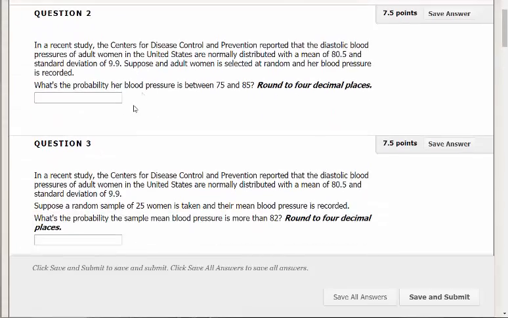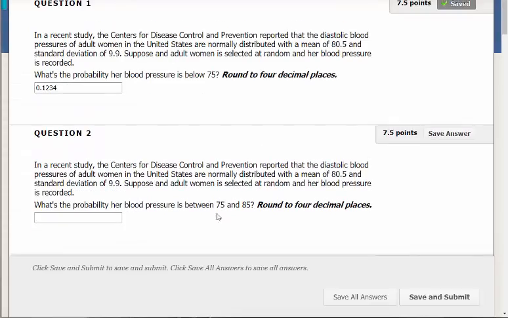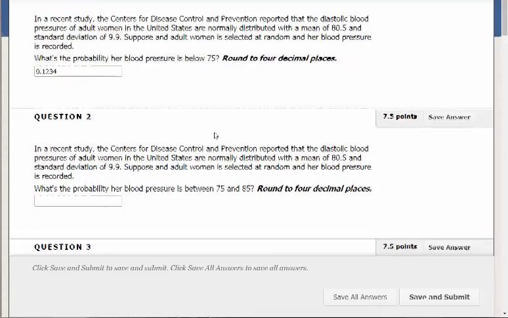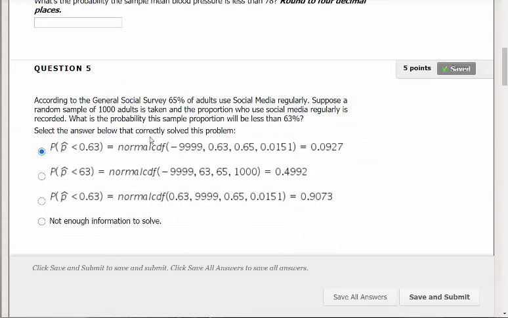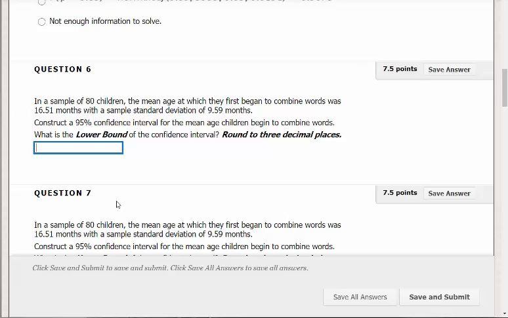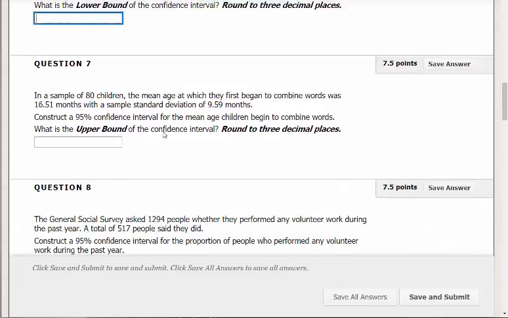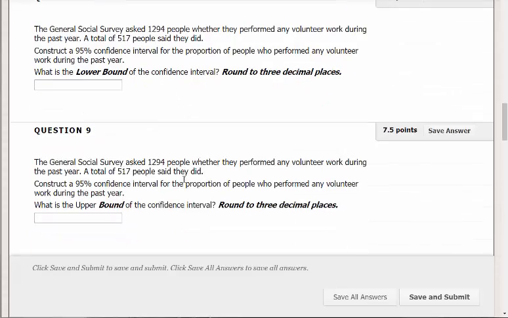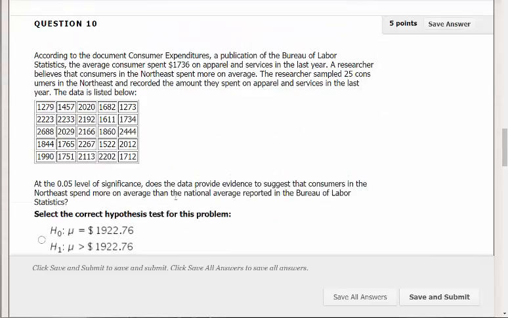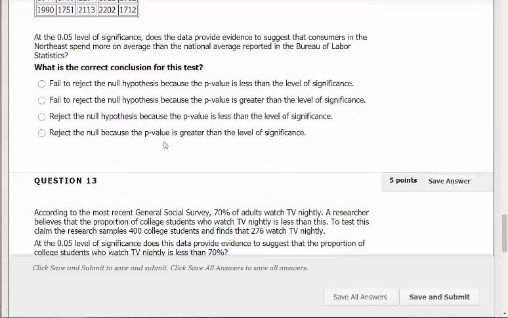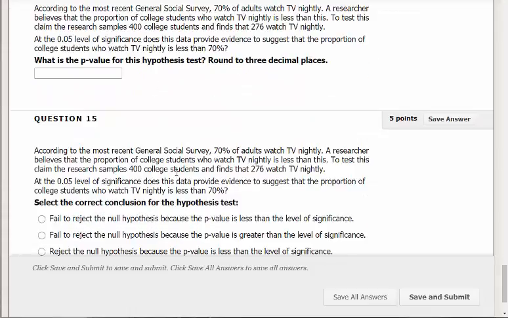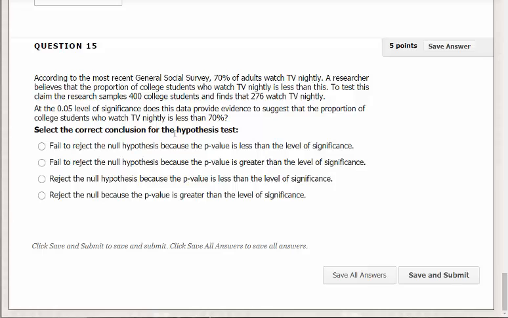The first 2 questions are on the normal distribution. Questions 3 and 4 are on the sampling distribution of the sample mean. Question 5 is on the sampling distribution of the sample proportion. Questions 6 and 7 are on confidence intervals for a mean. Questions 8 and 9 are on confidence intervals for a proportion. Questions 10, 11, and 12 are on hypothesis testing for a mean. Questions 13, 14, and 15 are on hypothesis testing for a proportion, our final topic.